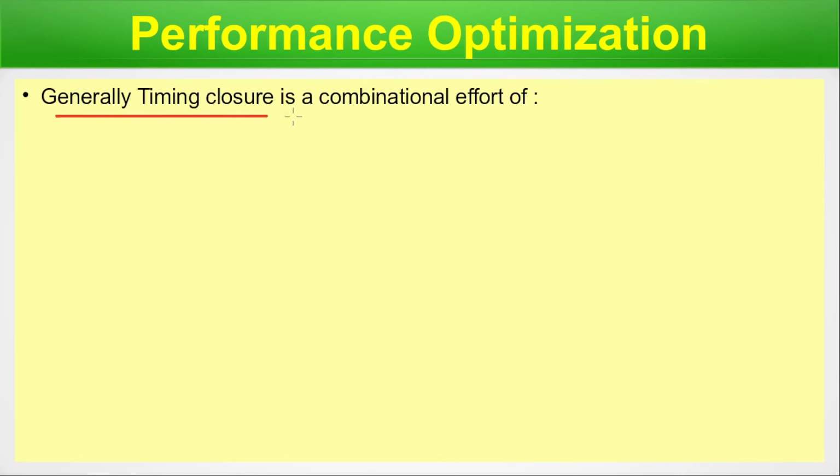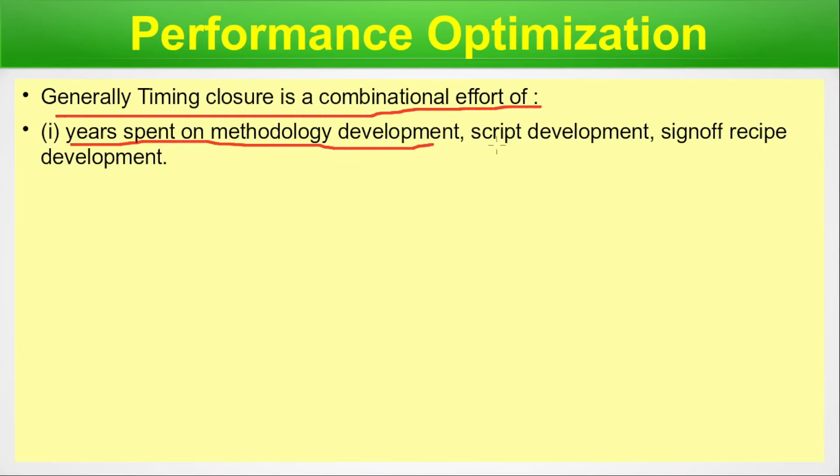Generally, timing closure is a combined effort of years spent on methodology development, script development, and sign-off recipe development. These scripts are generally TCL scripts, which are easily accepted by the timing tool, in case you do not have a proprietary language for the timing tool. Just for your information, we have an entire series on TCL. If you want to learn it, I provide the URL in the description of this video, so that you can directly jump to the TCL series.